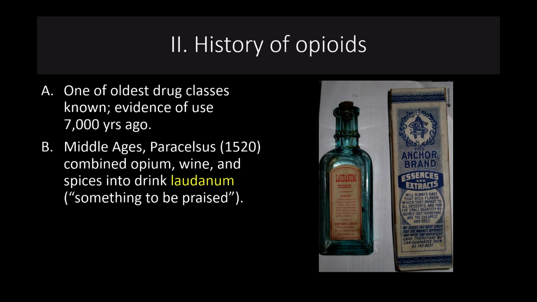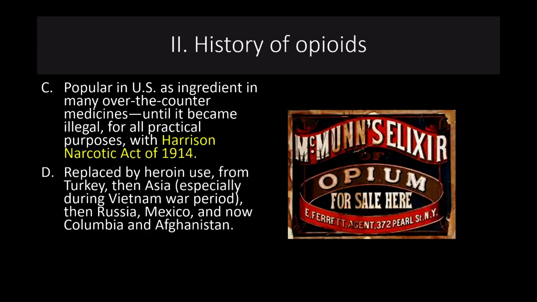Certainly, these are some of the oldest classes of drug known. There's over 7,000 years of use of these because it is opium poppy is essentially what these are derived from, which is why they're called opioids. In the Middle Ages, Paracelsus combined opium, wine, and spices into a drink called laudanum, something to be praised. So that was used for treating pain. It was popular in the U.S. as an ingredient in many over-the-counter medicines until it became illegal in 1914. So opium was certainly used quite a bit. We certainly know about opium dens from a variety of literature and historical accounts.